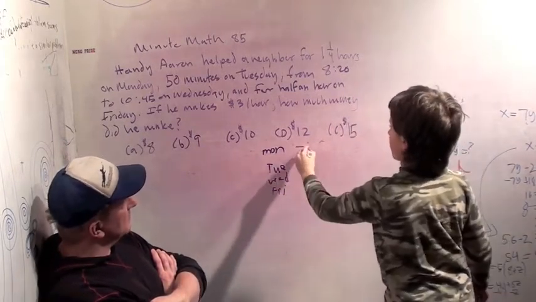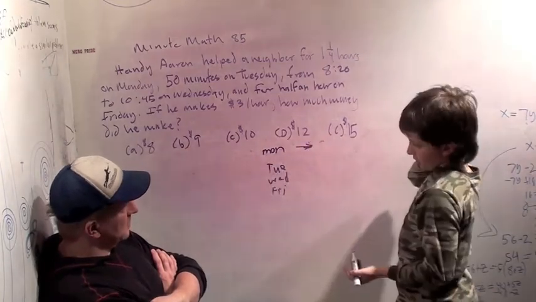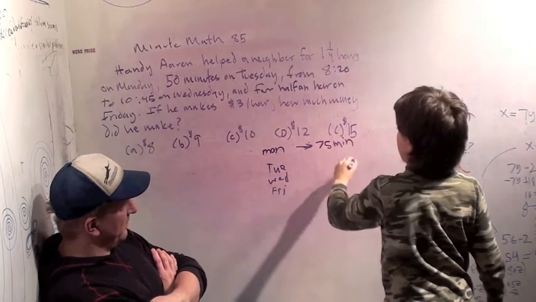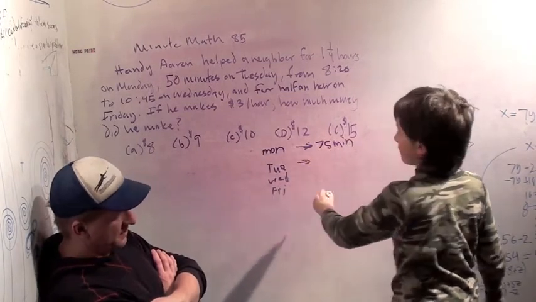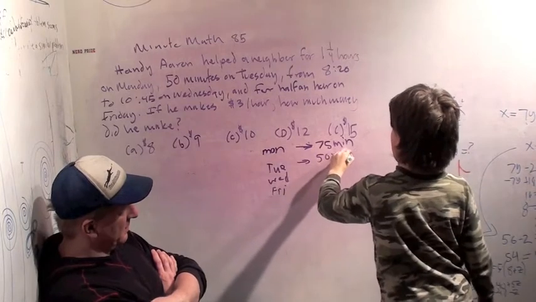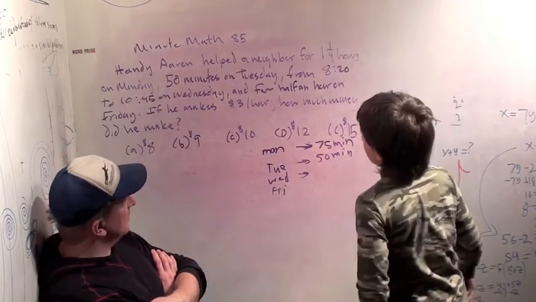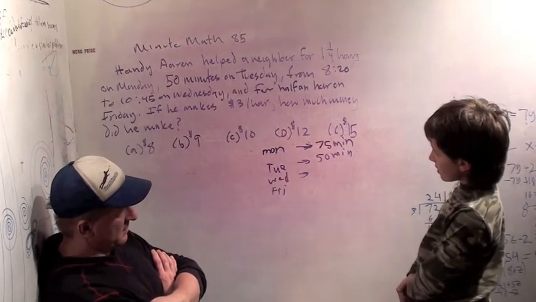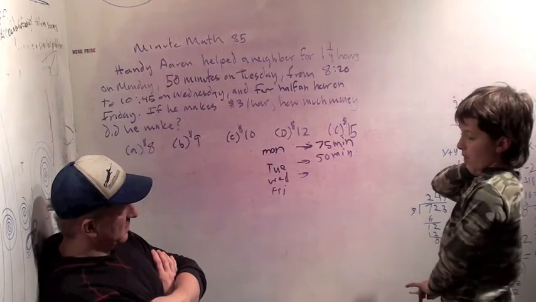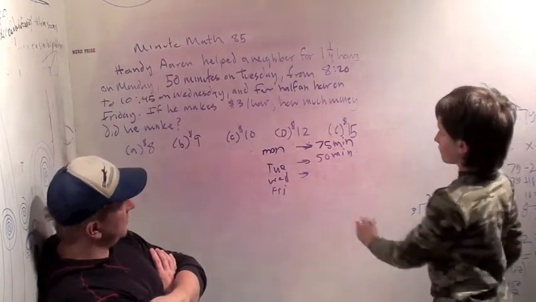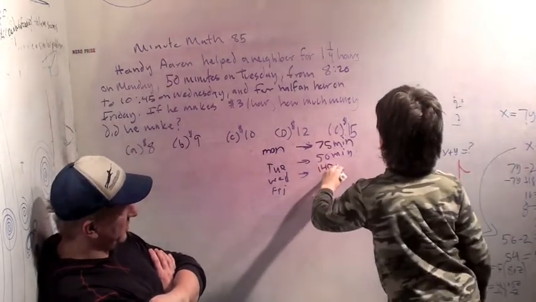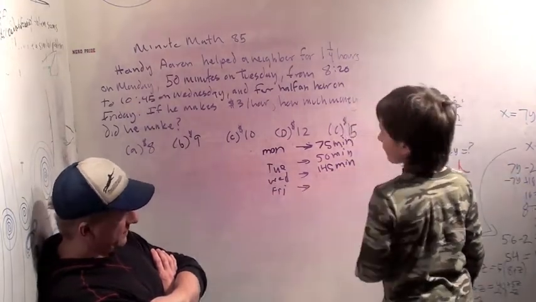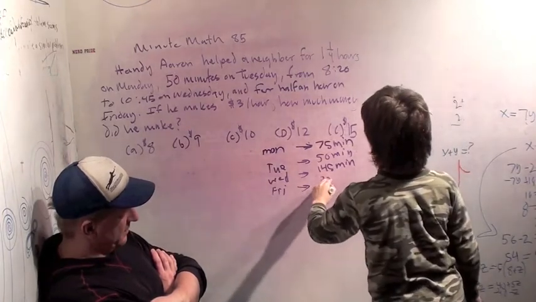So Monday, he works for an hour and a quarter, which is 75 minutes. Tuesday, 50 minutes. Wednesday, from 8:20 to 10:45, which is 2 hours and 25 minutes, which is 145 minutes. And how long on Friday? Friday, it was 30 minutes.